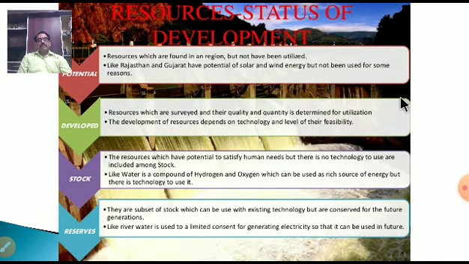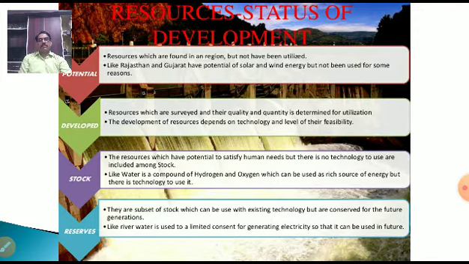Then on the basis of a status of development, potential resources. Resources which are found in a region but have not been utilized. For example, the western part of India, particularly Rajasthan and Gujarat, have enormous potential for the development of wind and solar energy. But so far, these have not been developed properly.